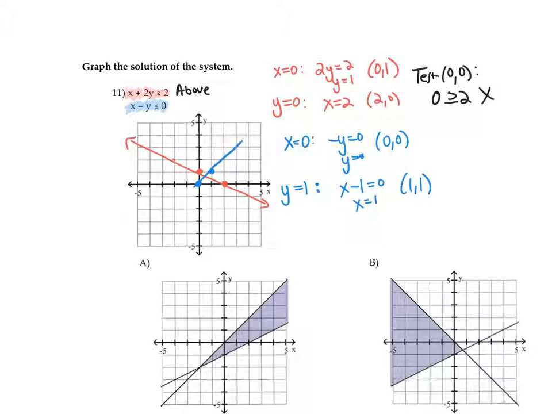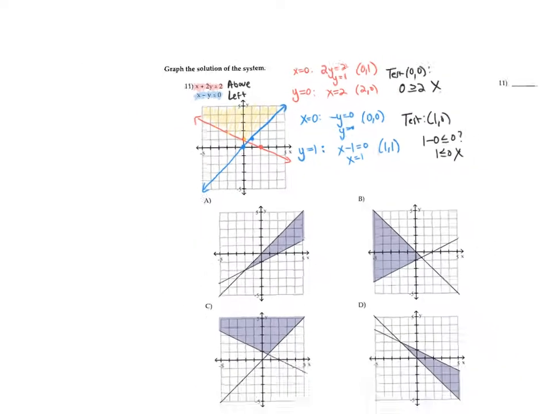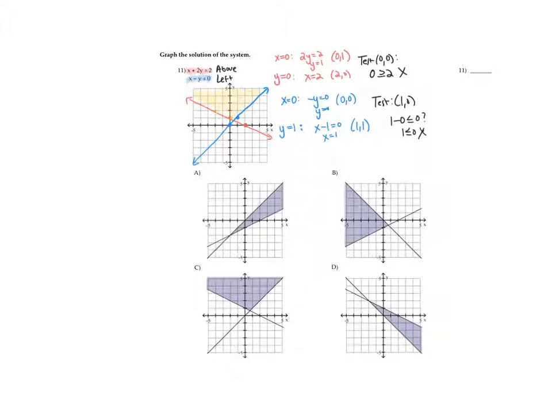Okay. So you'll notice here, I can't test 0, 0 because 0, 0 is on the line. So I'm going to test something else. I will test 1, 0. When I plug that in, I get 1 minus 0 is less than or equal to 0, or 1 is less than or equal to 0, which is false. So I can't shade on the side of 1, 0, so I have to go to the left of the blue line. So I need to go above the red line and to the left of the blue line. And when I do that, and I look for that combination, it's going to shade in this piece here, which you can see is answer choice C.